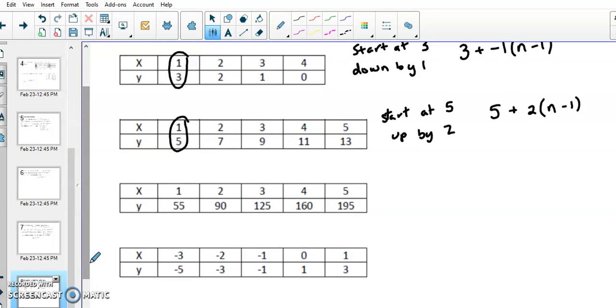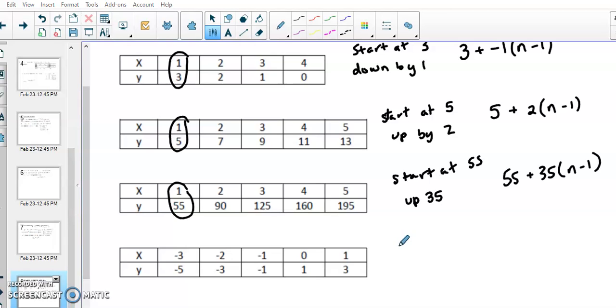Go ahead and try. I'm going to pause it here. Go ahead and try this one on your own. You should be getting the hang of this by now. We're starting at 55, going up by 35, and it's that same n minus 1 at the end. I've saved this last one. We're going to do this one together.